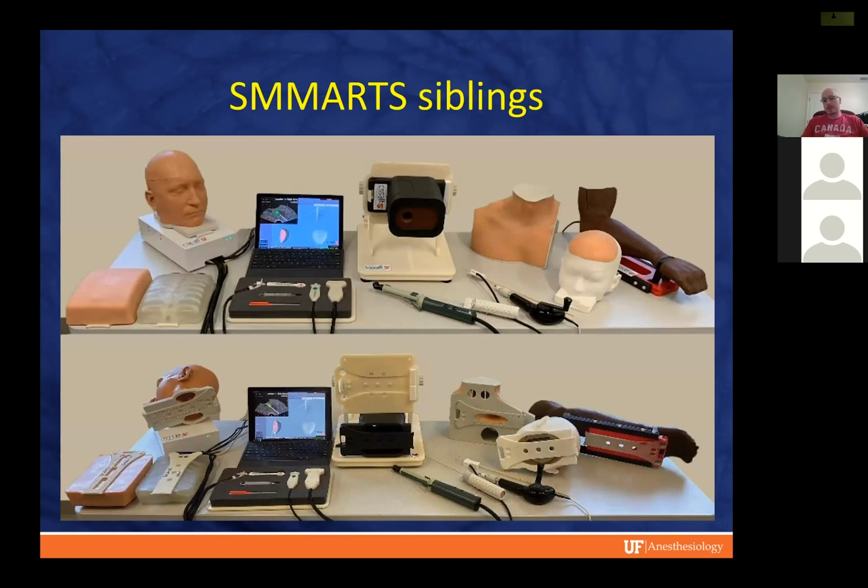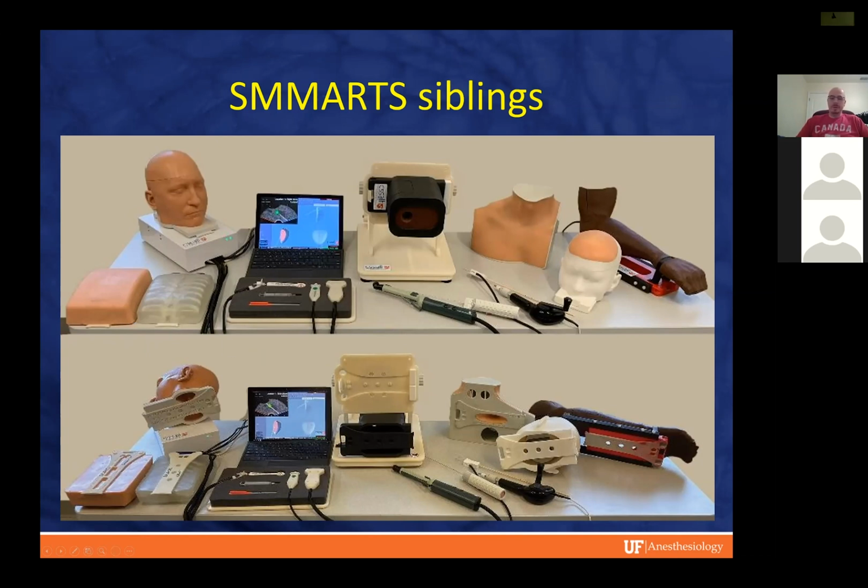The head is not the only one. There are several other tools in this family that currently exist or are in various stages of development that include some blocks here for regional anesthesia in the chest, in the thorax. In particular, this is looking primarily at epidurals and paravertebral blocks and intercostal blocks.